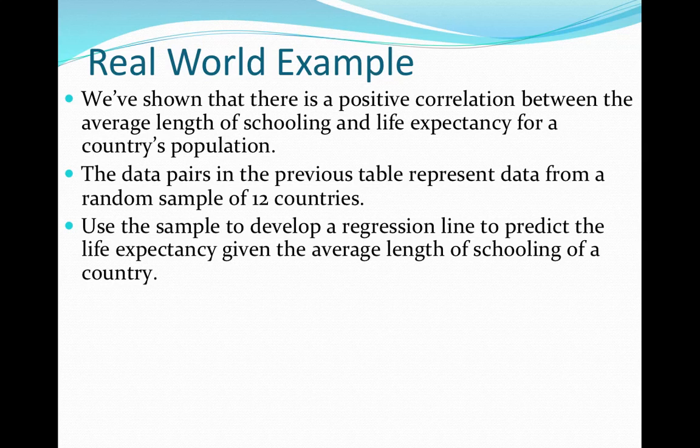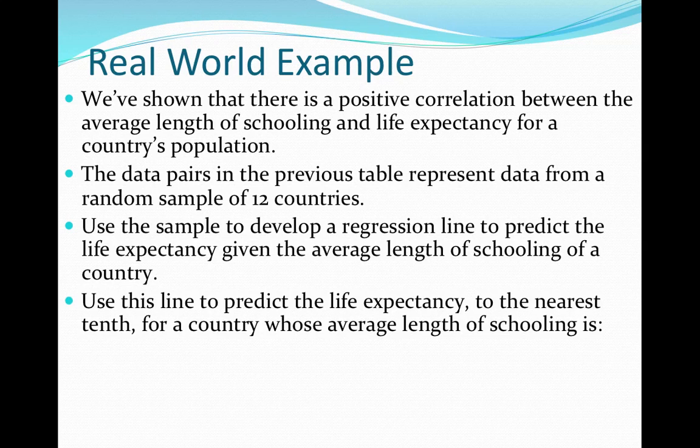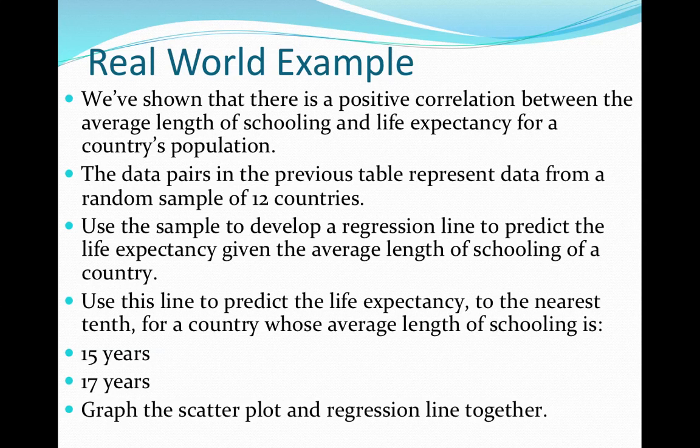We're going to use the sample data from the chart to come up with a regression line to be used as a predictor for life expectancy if we're given the average length of schooling of a country. Then we're going to use this line to predict the life expectancy to the nearest tenth for a country whose average length of schooling is 15 years, and we're also going to do it for 17 years. Graph the scatter plot and regression line together, and I will show you how to do that on the calculator.